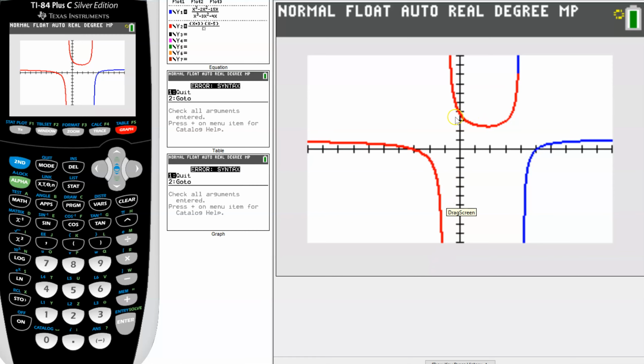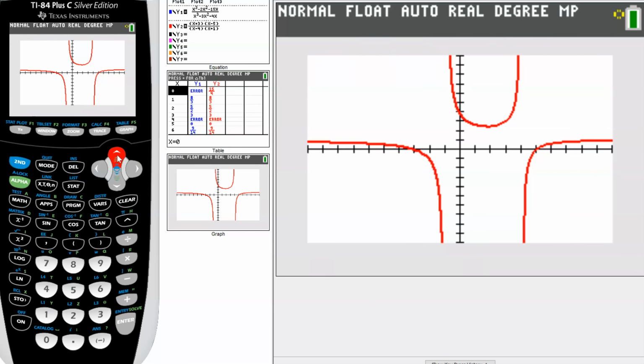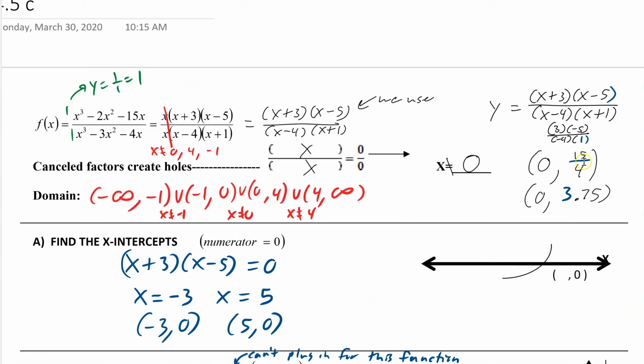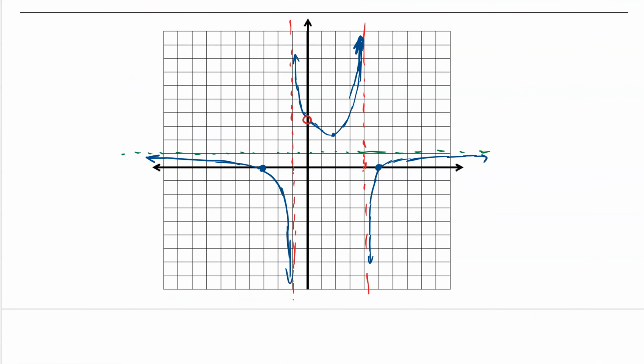The only difference here is there was a hole with the blue. So now when I hit trace and 0, it says 0, right? But if I scroll up, it now tells me exactly what number it is, 15/4. So scroll down, it's 0, undefined, 15/4. So it shows me that I am correct, that it's 15/4 for my hole. And that is how you graph rational functions where the degrees are the same, top and bottom. So you should have that for your graph.